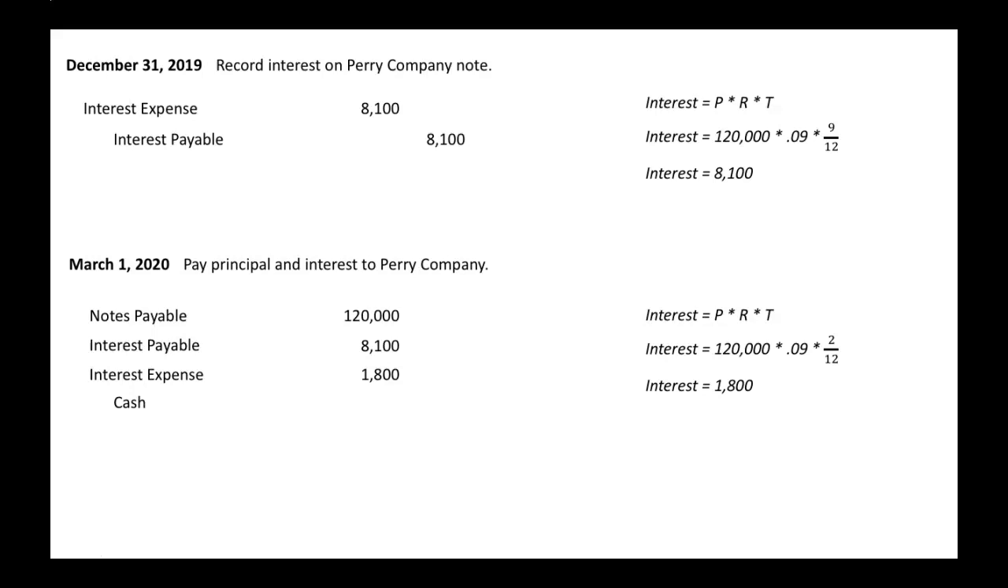Now our cash, that's our principal plus our interest. So we take $120,000 plus $8,100 plus $1,800, and we credit cash for $129,900.